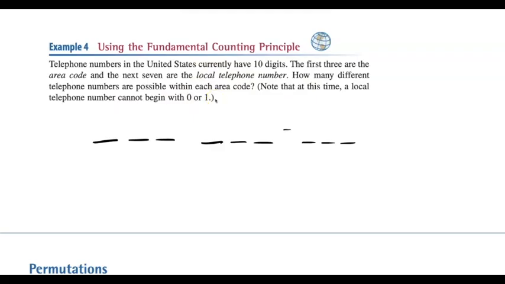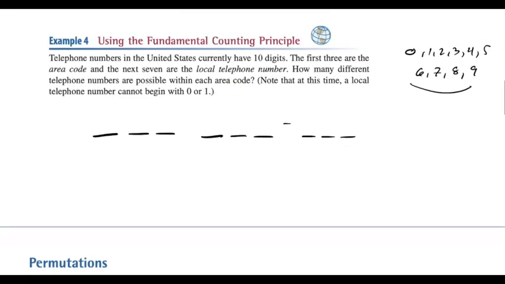So if we think about numbers, we have 0, 1, 2, 3, 4, 5, 6, 7, 8, 9. We have 10 possibilities, so there's 10 possibilities here. Now keep in mind, we're only caring about the local numbers. How many different telephone numbers are possible within each area code? We're only caring about this right here. Now the first number cannot start with 0 or 1. Out of these 10, we're going to skip 0 or 1. So there's only 8 possibilities for that one. All the rest, everything's fair game.